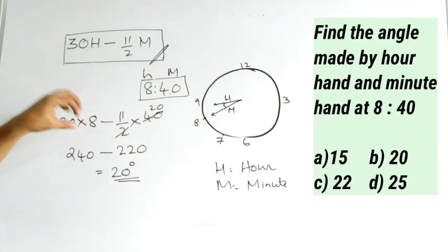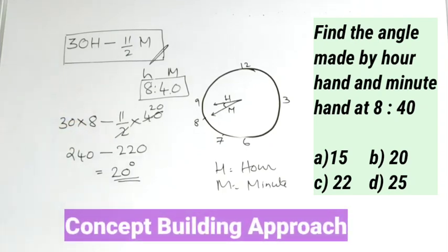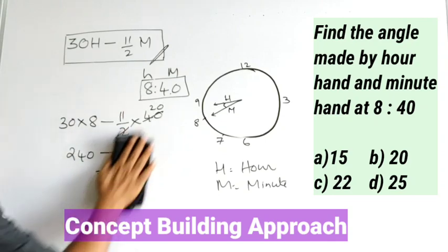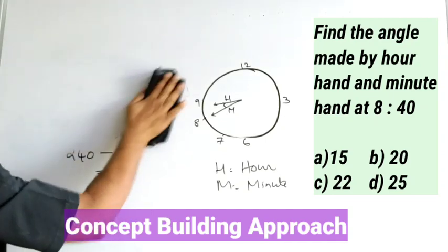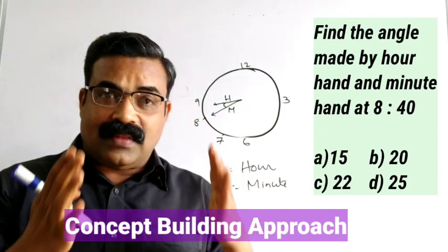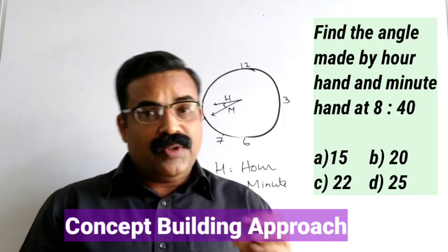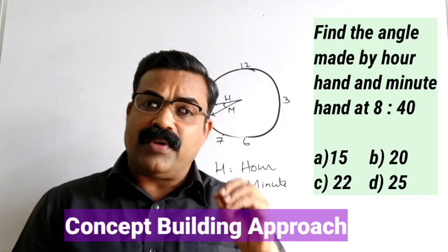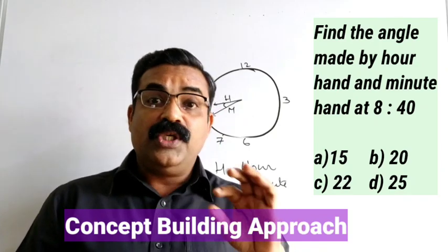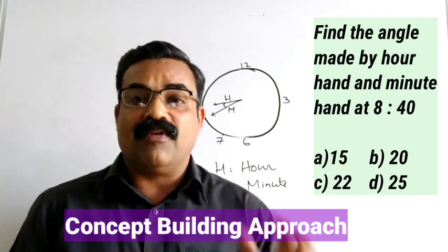The second method is CBE, concept building exercise. So let us see how you can solve the same question using concept building. If you don't remember the formula 30h minus 11 by 2 m, using that formula you can easily solve all these types of questions. But suppose you don't remember the formula, what is the way to find the answer?